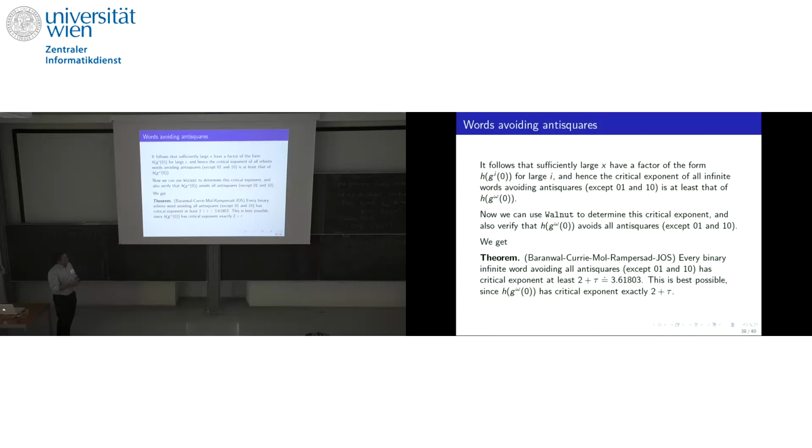And so we prove that every binary infinite word avoiding all antisquares except these very short ones has critical exponent at least 2 plus tau, and that's best possible. So you can see there we had to do a little bit of work in addition to just writing a first order formula, but that was an important part of what we were doing.